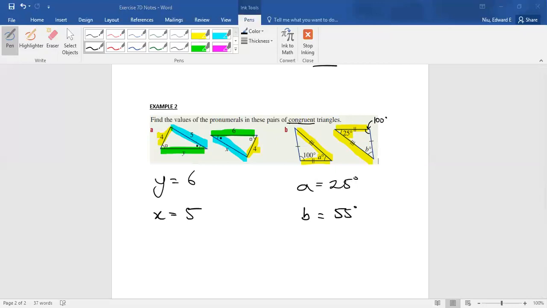Let's take a look at the questions. So exercise 7D in the old textbooks, let's have a go at question 4, just do every second one. Question 5, every second one.